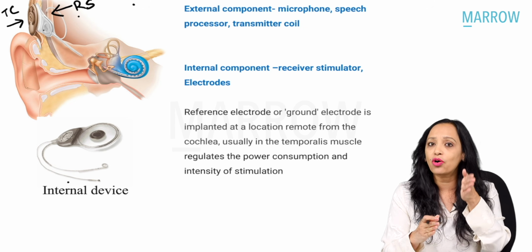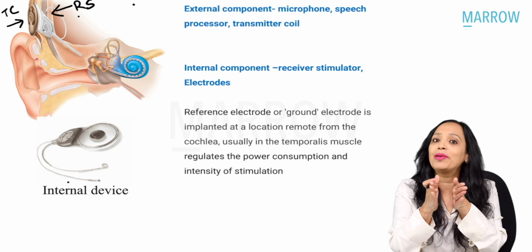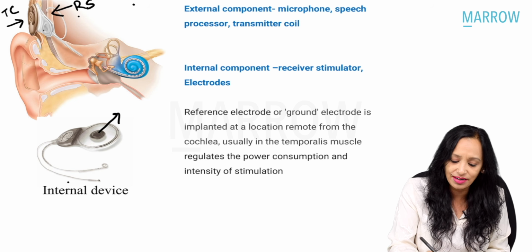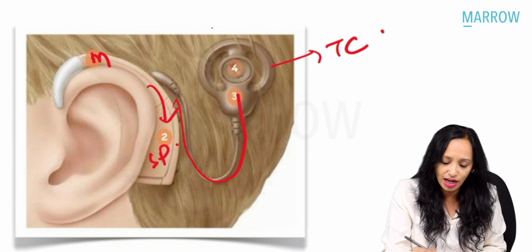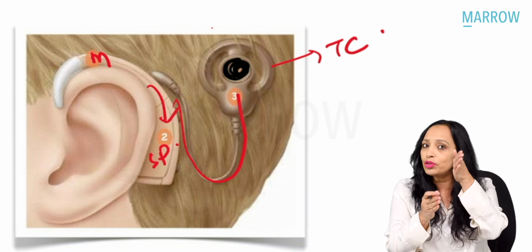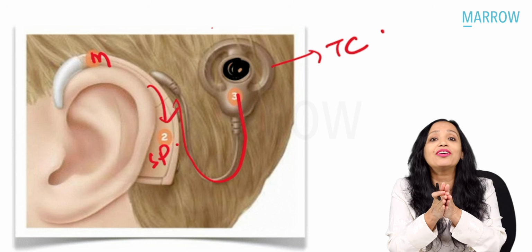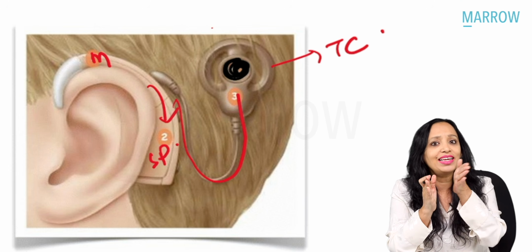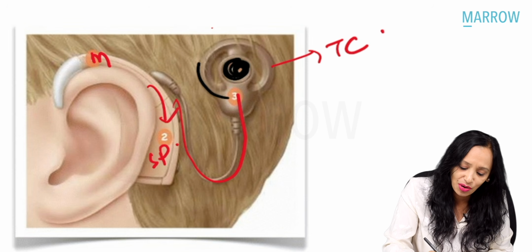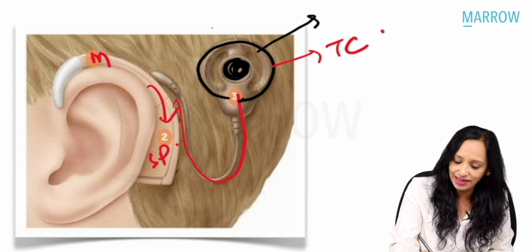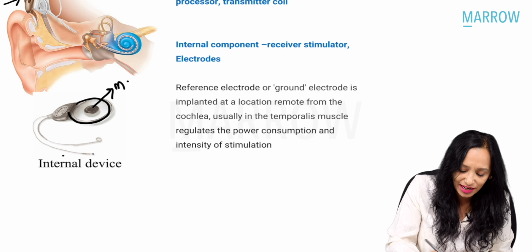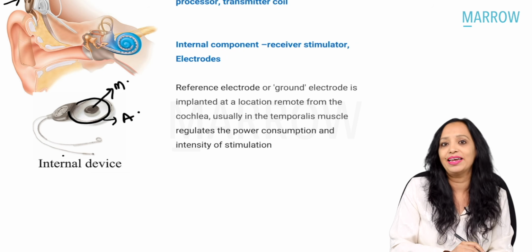Now both the transmitter coil and the receiver stimulator are held together by magnets. In the receiver stimulator, this center is the magnet, whereas in the transmitter coil, this here in the center, we have the magnet. Also, in both the transmitter coil as well as the receiver stimulator, we have an antenna, which can send the impulses through the skin. The antenna in the transmitter coil is this here. This is the antenna, whereas in the receiver stimulator, this round thing there, can you see? This is the antenna here.